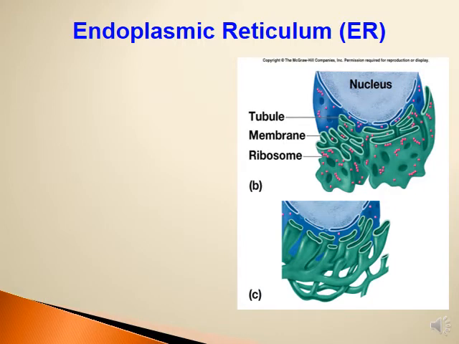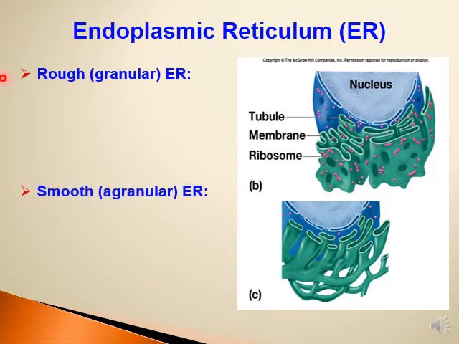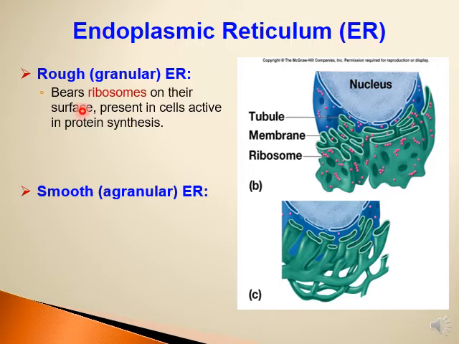So as you can see here again, this is the nucleus, and I said that the rough endoplasmic reticulum is very closely associated with the nucleus. So we have rough endoplasmic reticulum and smooth endoplasmic reticulum, and you see here the smooth endoplasmic reticulum does not have any ribosomes on its membranes. The rough endoplasmic reticulum bears or carries ribosomes on its surface.